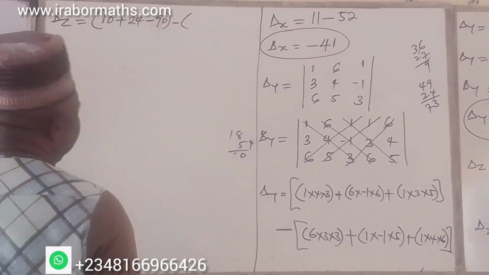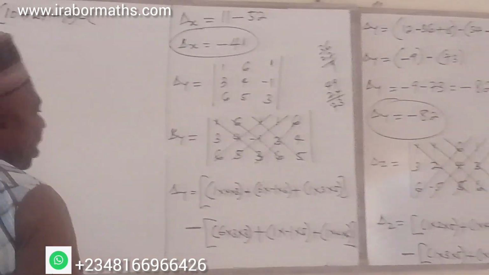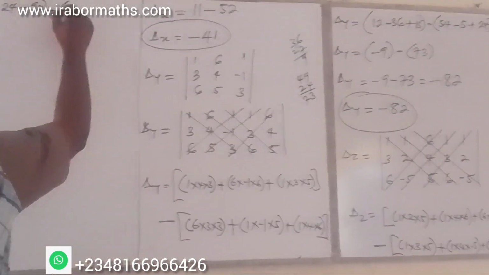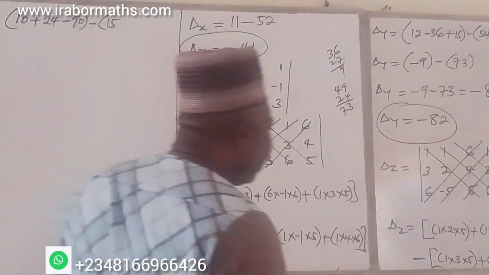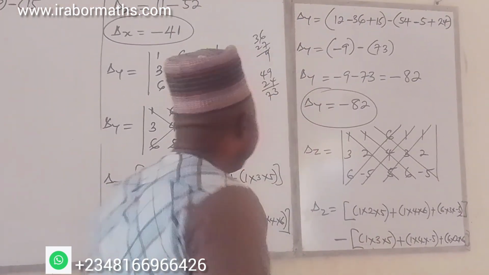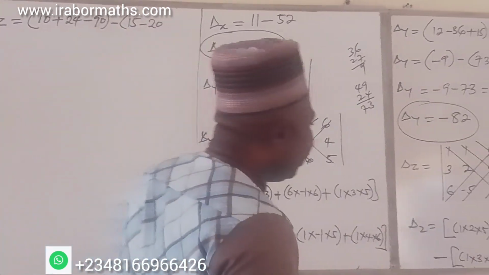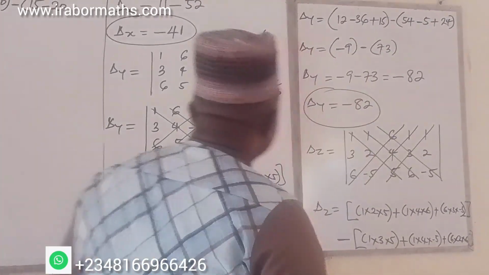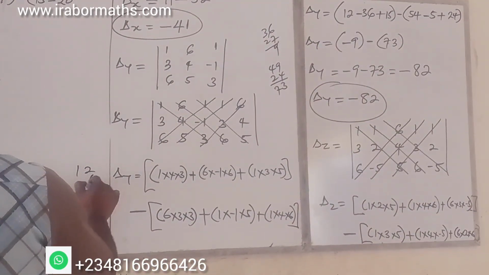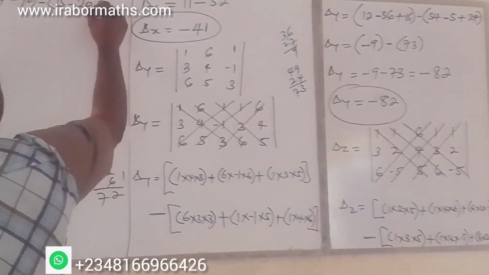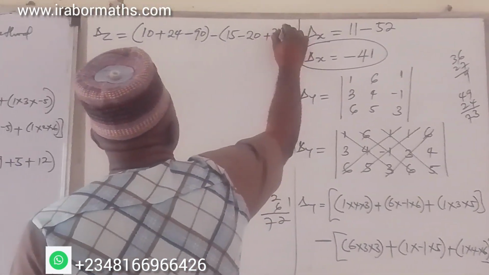Then minus. Now let's look at this. 1 times 3 times 5, that's 15. This is 1 times 4 times minus 5, that's minus 20. And here we have 6 times 2 times 6. That's 12 times 6, this is 72. So here we have plus 72.